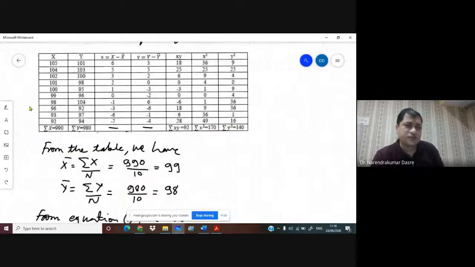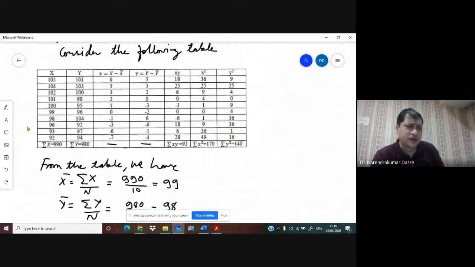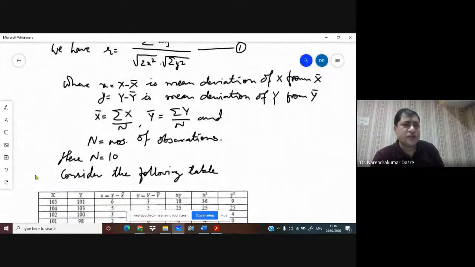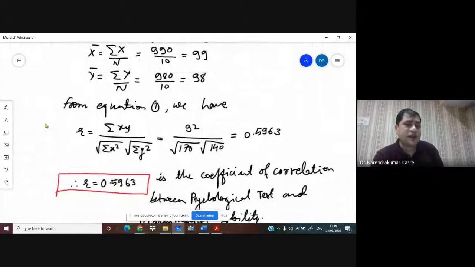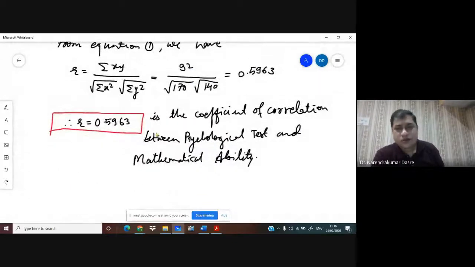So if I want to test the relation between the mathematical ability and the psychological test, then I can say this claim that there is a relation between the mathematical ability and the psychological test stands only 59.63%. So here I have the confidence that it will be nearly 60%, but in the previous case, I have the confidence of 88%.